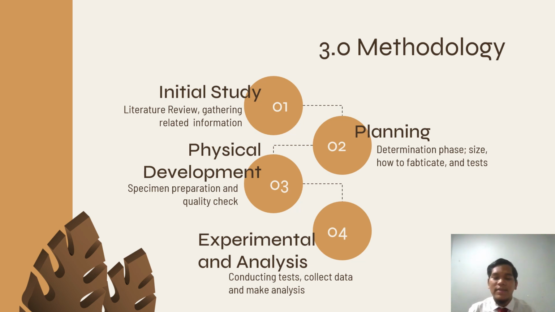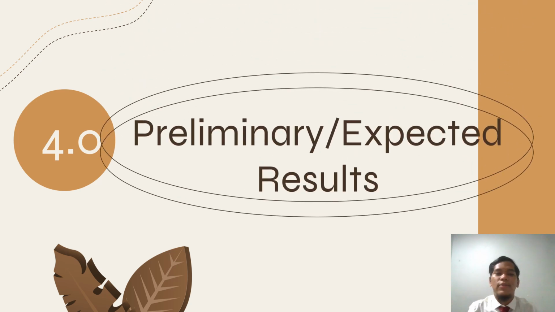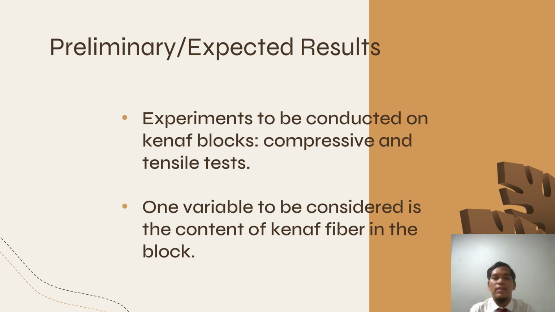And the final phase is the experimental and analysis part. In this part, we conduct the tests, collect all the data, and analyze the data that we have collected. Next, let's take a look at the preliminary expected result. For the project, the experiments to be conducted on the KENAF blocks are the compressive and also the tensile test. And one of the variables to be considered is the content of KENAF fiber in the block.